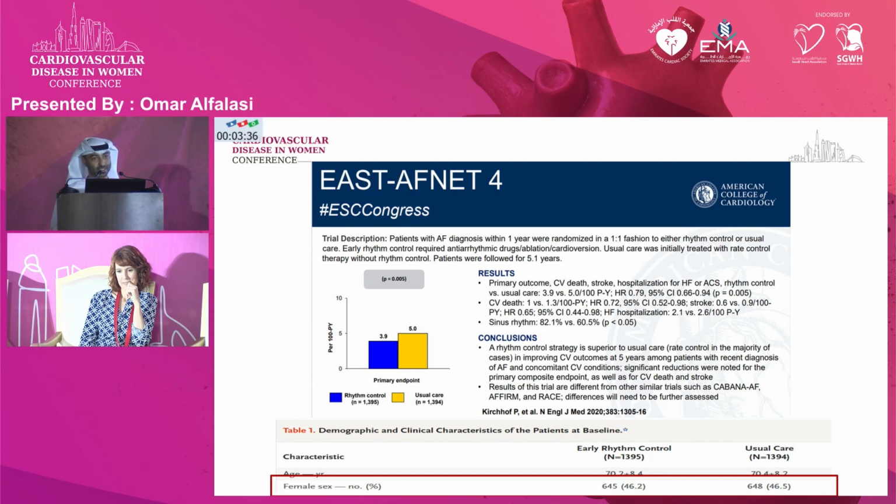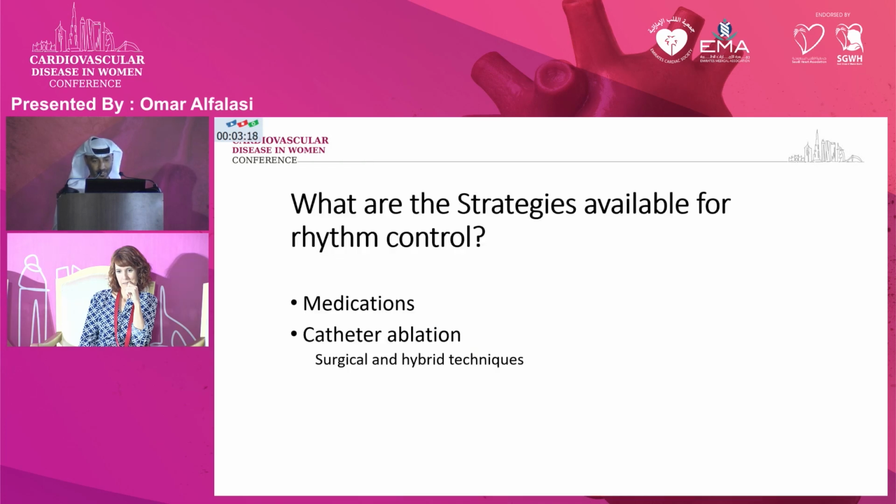So you would speculate that the benefit would apply for both males and females, that rhythm control is superior to rate control. However, unfortunately, at least in the US, females are more committed to rate control strategies compared to male patients. So what are the strategies available if I wanted to go for rhythm control? Of course, medications and catheter ablation. Of course, more advanced surgical techniques and hybrid techniques are there.